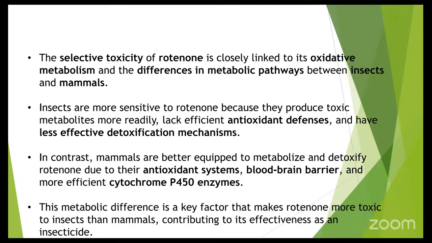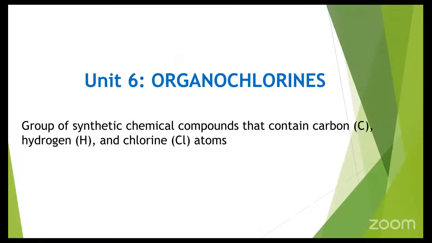and we will be moving to the sixth chapter, that is organochlorines. So in this chapter, we see the chemistry, toxicity, mode of action and metabolism of the organochlorine insecticides such as DDT and its analogs, lindane and its isomers, and the cyclodienes.